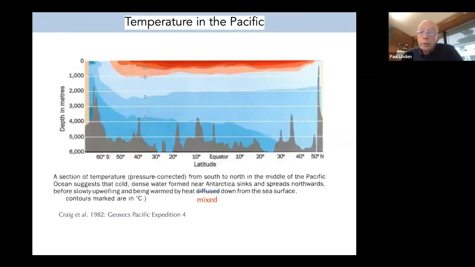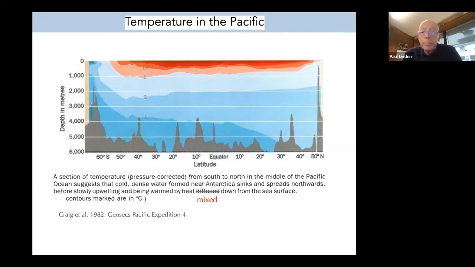So to start off, I'll just show you a picture of a temperature stratification in, sorry, I'm just trying to get rid of my picture of me somehow. Can't seem to do that. Anyway, okay.